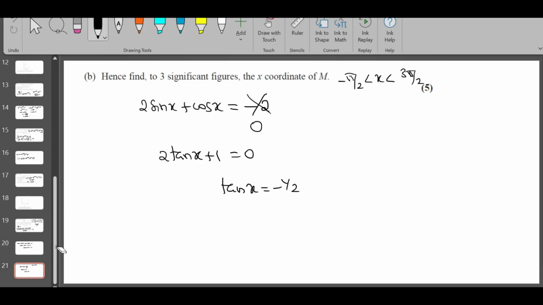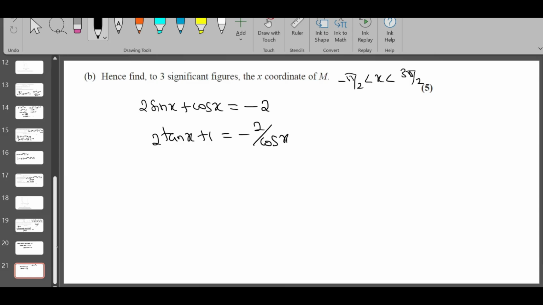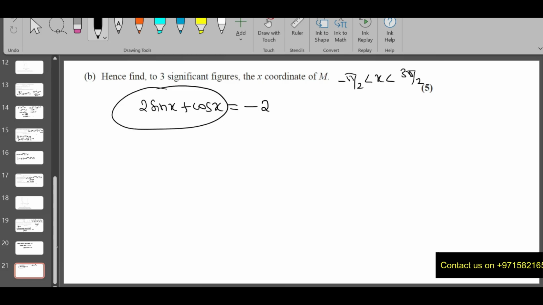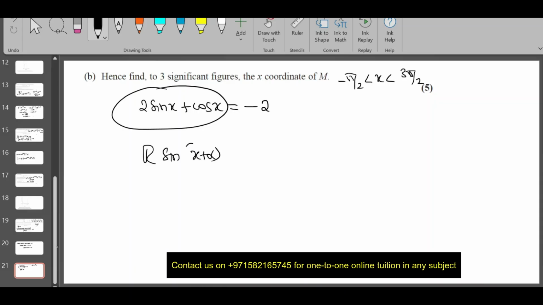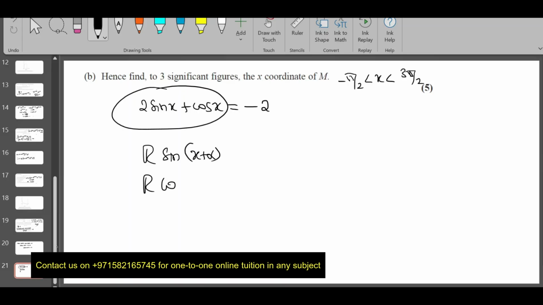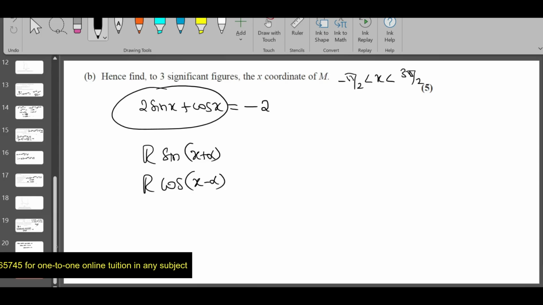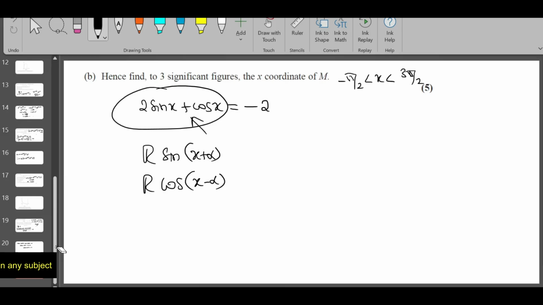But in this case it's not 0, so if you divide throughout by cos x, you are going to get 2 tan x plus 1 is minus 2 over cos x, and it's very hard to get rid of this cos x. So this method will not work. So when you have a number on the other side, you need to convert this into r sine of x plus alpha or r cos of x minus alpha. Why x minus alpha? Because you have a plus here. In cos of a minus b, you will have plus in the middle, right?